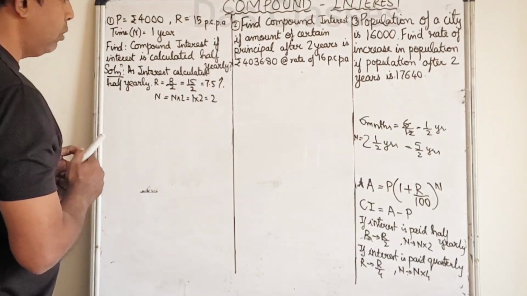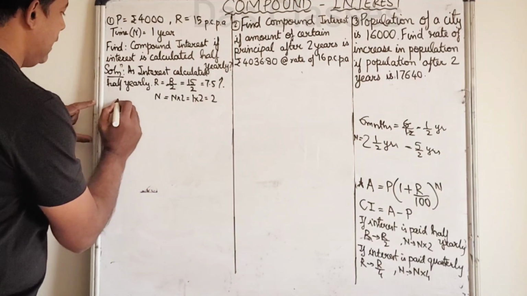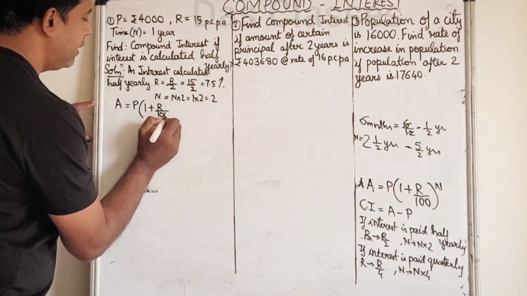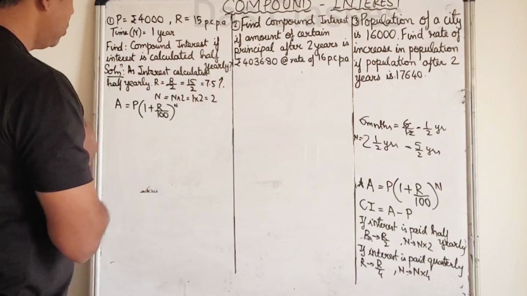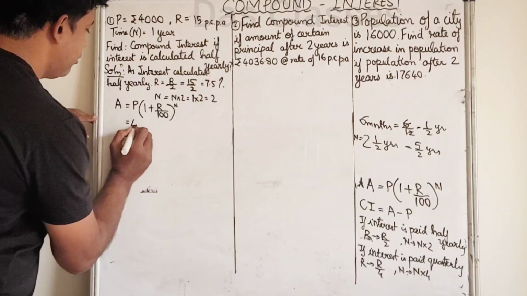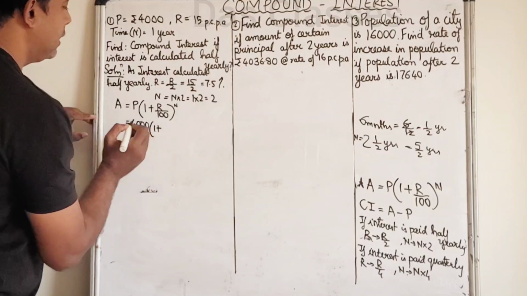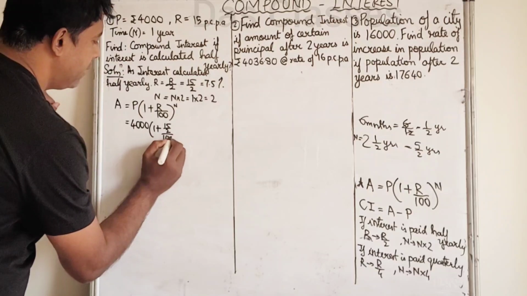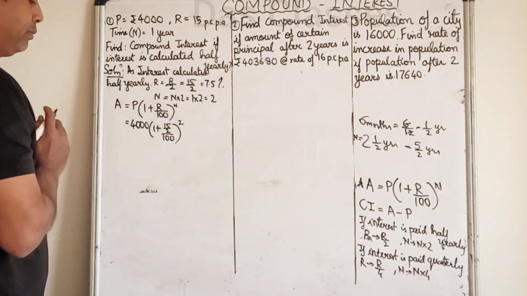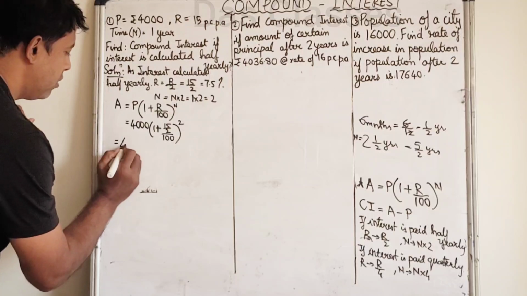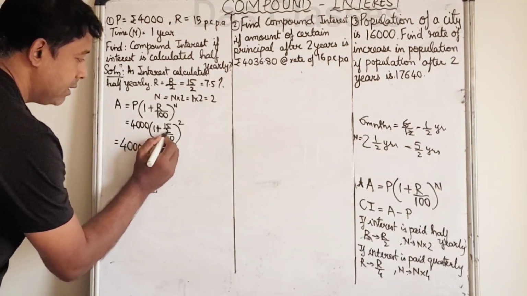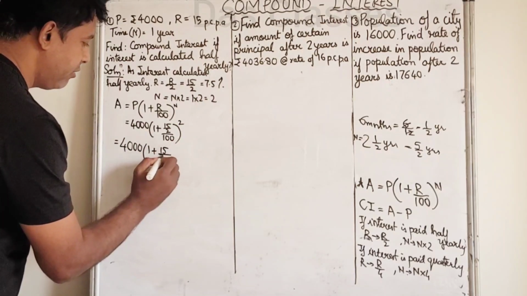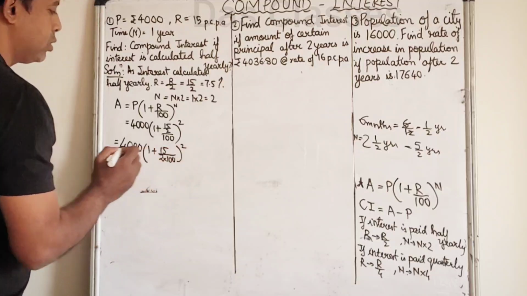So let's proceed now to the formula. The formula is A is equal to P times (1 plus R upon 100) raised to n. So what is our principal? Principal is 4000. 1 plus rate, which is 15 upon 2, the whole thing upon 100, and n is now 2. So this comes to 4000, and the fraction in the numerator has denominator 2. It will come down and it will become (1 plus 15 upon 2 into 100) squared.